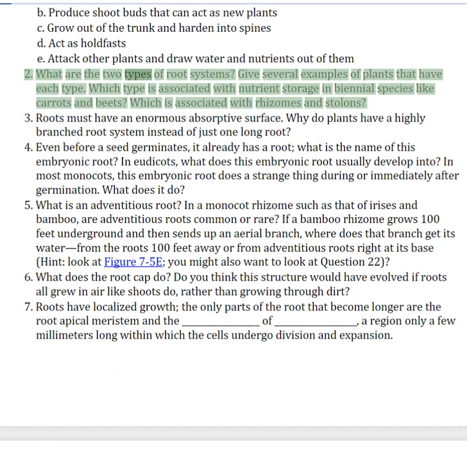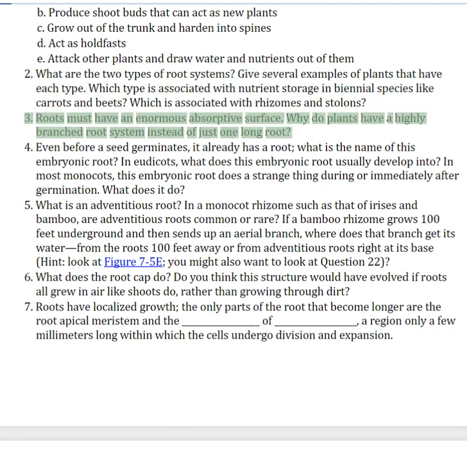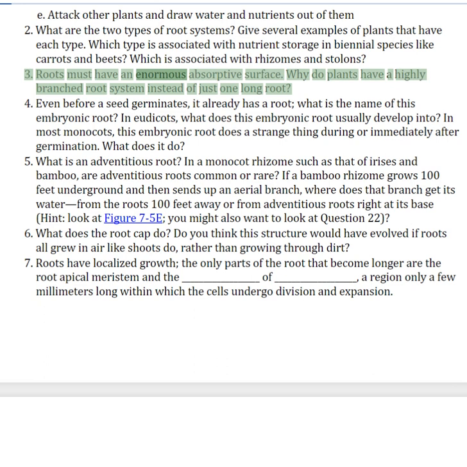2. What are the 2 types of root systems? Give several examples of plants that have each type. Which type is associated with nutrient storage in biennial species like carrots and beets? Which is associated with rhizomes and stolons? 3. Roots must have an enormous absorptive surface. Why do plants have a highly branched root system instead of just one long root?